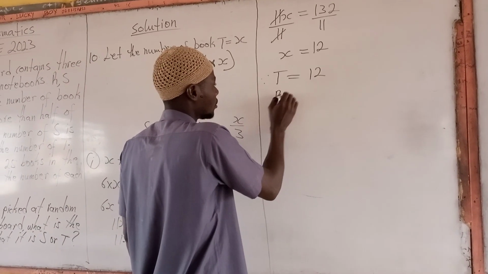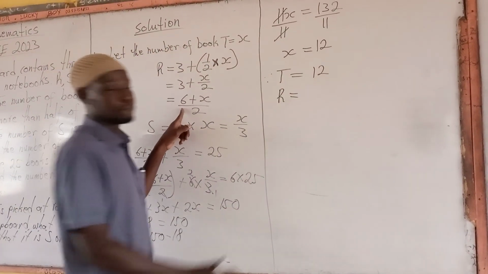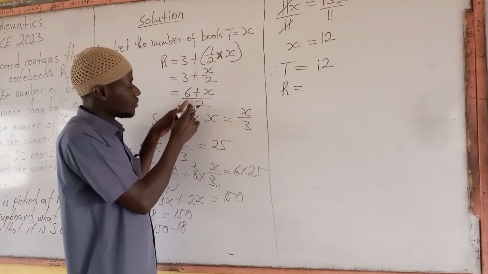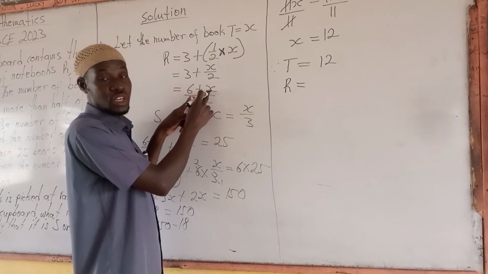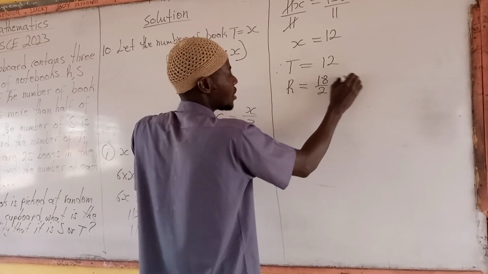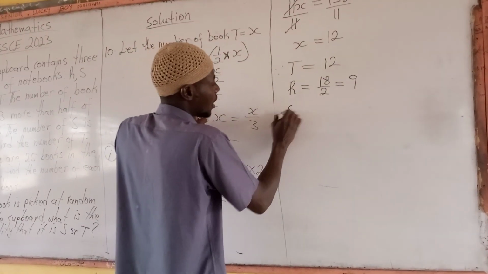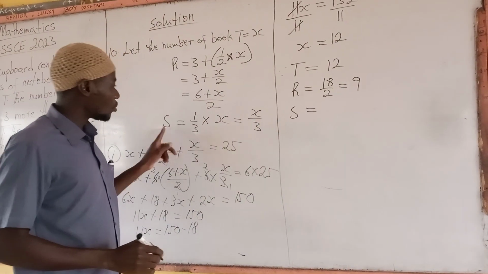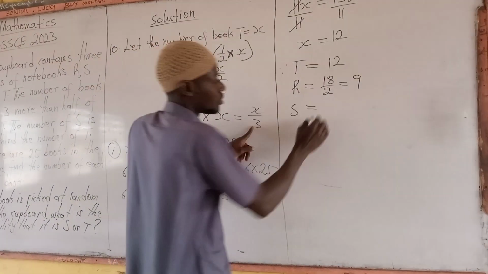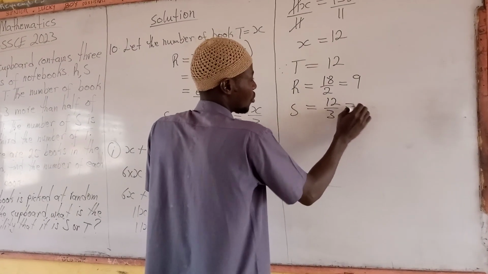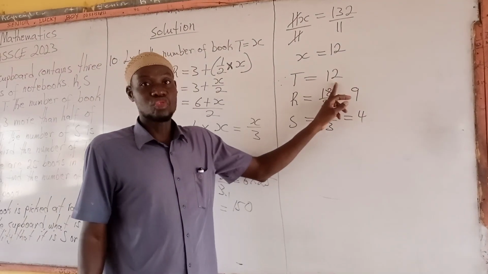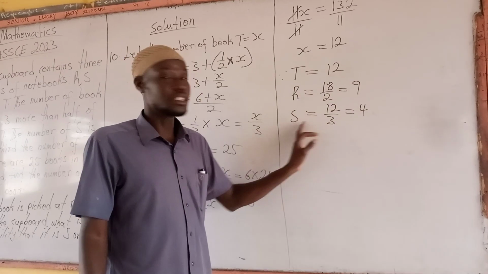Then our book R, which is (6 plus x) divided by 2: 6 plus 12 will give us 18, and 18 divided by 2 will be 9 books. And our book S, which is 1/3 of book T, will be 12 divided by 3, which is equal to 4 books. And so for each kind of book, book T is 12, book R is 9, and book S is 4.